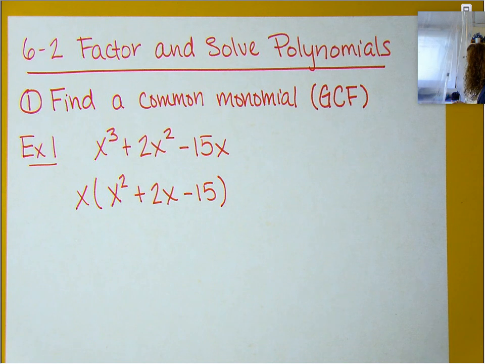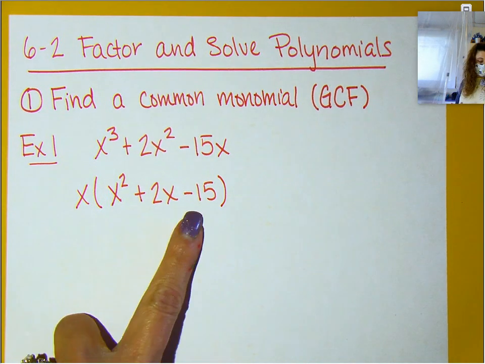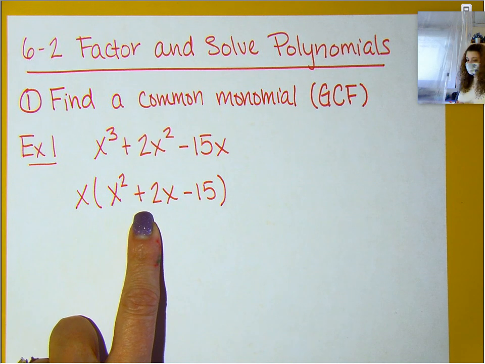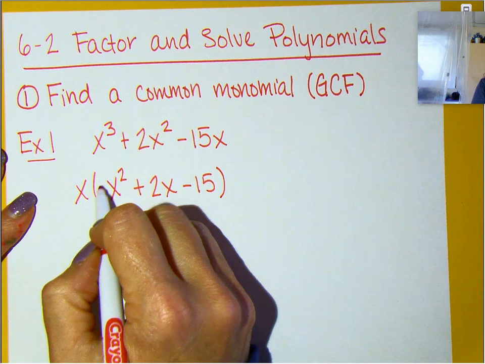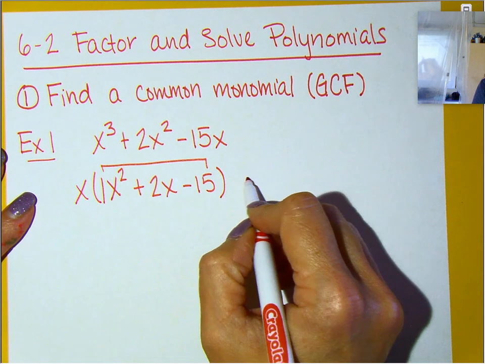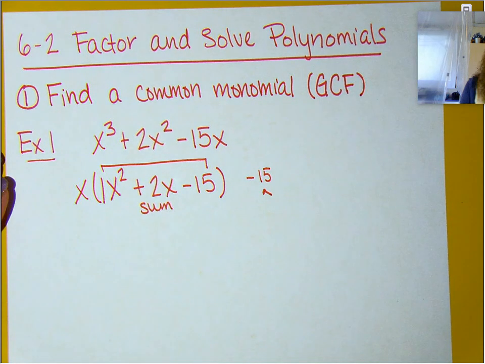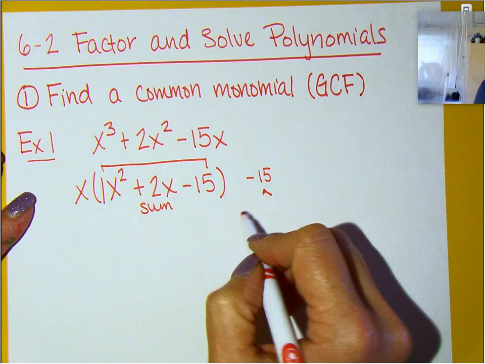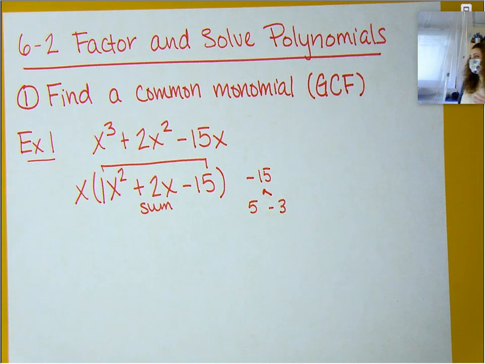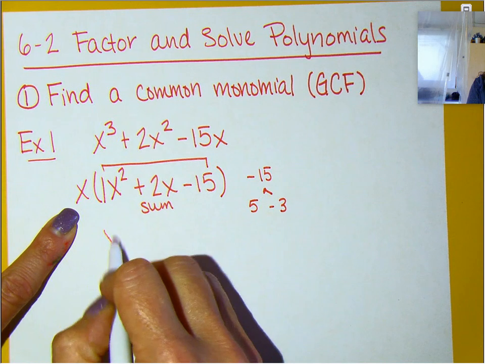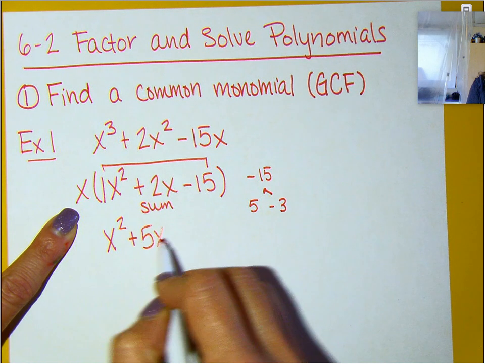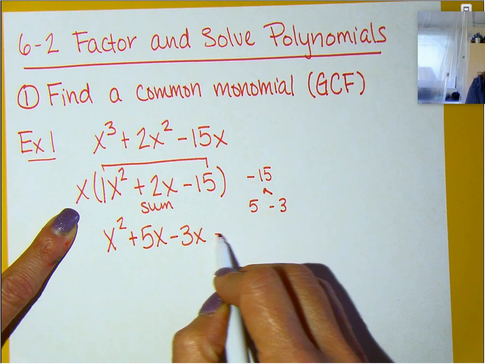All right. Then you're going to check whatever you factored, whatever's left over, and see if you can factor that. So we're going to try and factor this. We have to check it. 1 times negative 15 is negative 15. I need a sum of 2. Oh, you're so close. There you go. And while I'm factoring this trinomial, I'm going to go ahead and ignore the x for a minute. We'll bring it back later when we need it, but I'm just going to worry about this trinomial at the moment. So x squared plus 5x minus 3x minus 15.